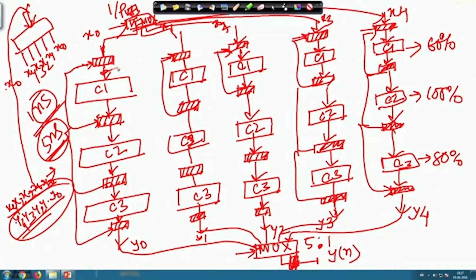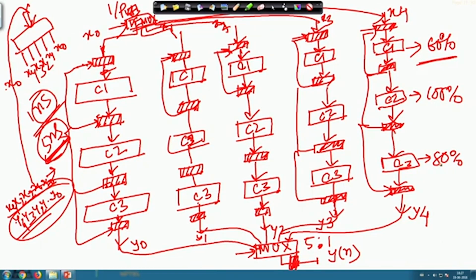This is sitting idle for 2 nanosecond delay, as the clock period is 5 nanosecond. So, the corresponding working efficiency of this C1 block is 60%, the efficiency for C2 is 100%, and the working efficiency for C3 is 80%.